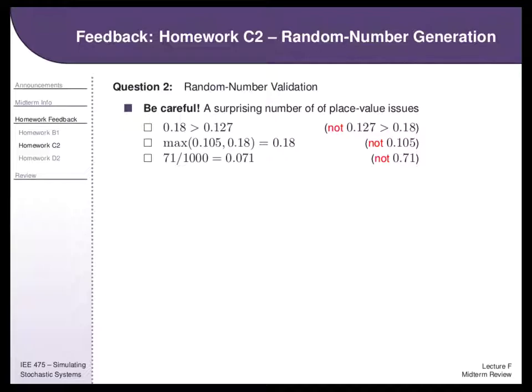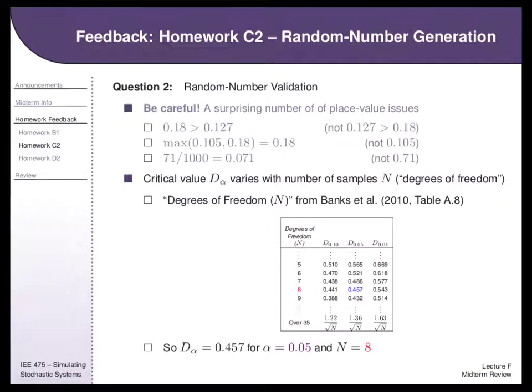Likewise, there are a lot of place value things, where like 71 over 1,000, people drop the leading zero. So be careful about that, just general ordering of place value issues. I don't think people don't remember how place value works. I just think you're working quickly and visually, like, oh okay, well that's 18 and that's 127, and I'm just going to go.